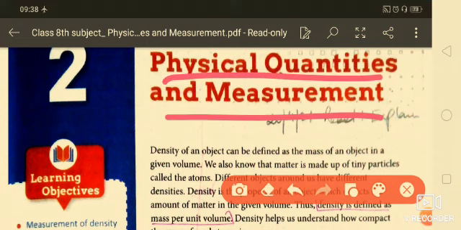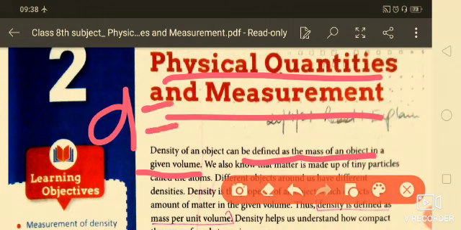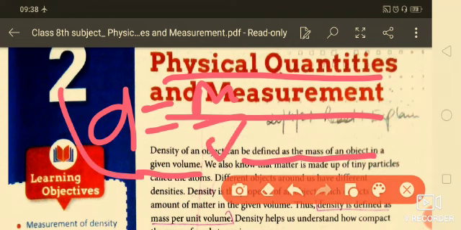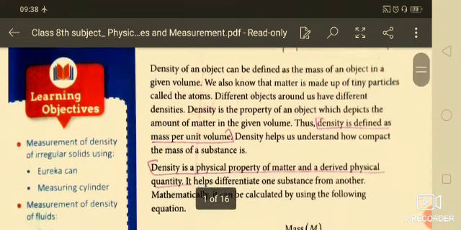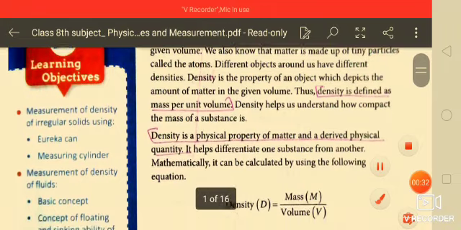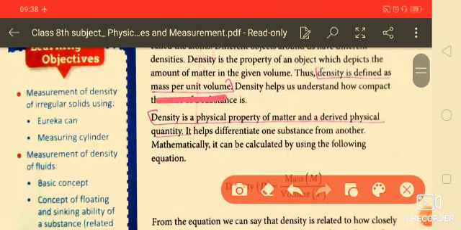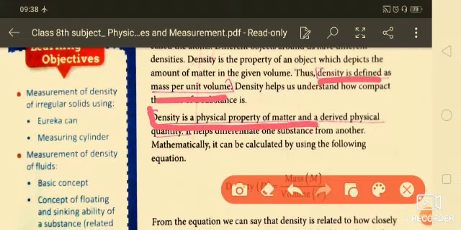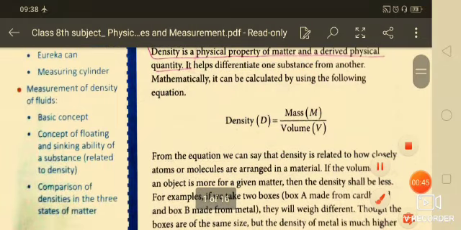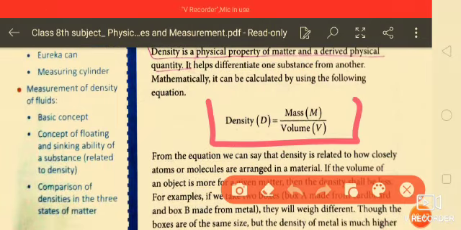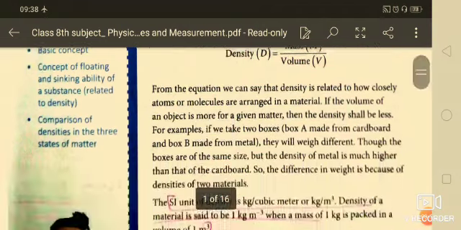Now you know that the density of an object is defined as the mass of an object in a given volume. That means density is equal to mass upon volume. You know the density is defined as the mass per unit volume. That means density is a physical property of matter and a derived physical quantity. Here the formula is given: density is equal to mass upon volume.